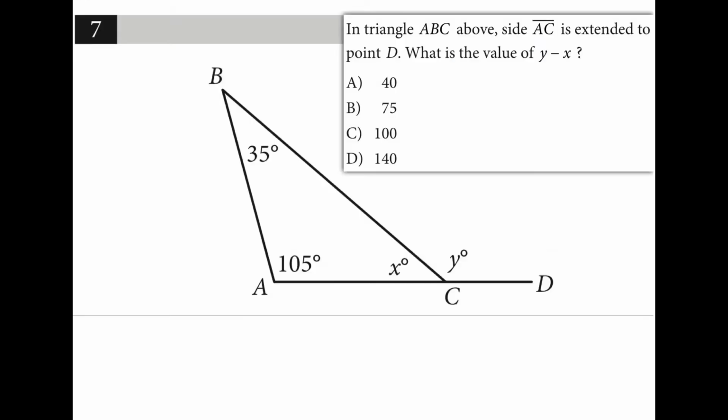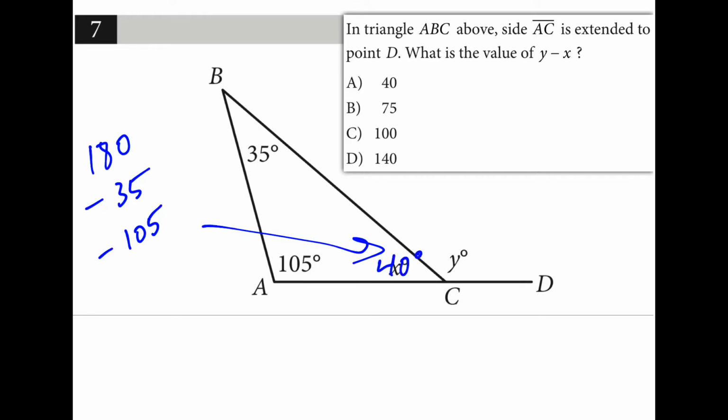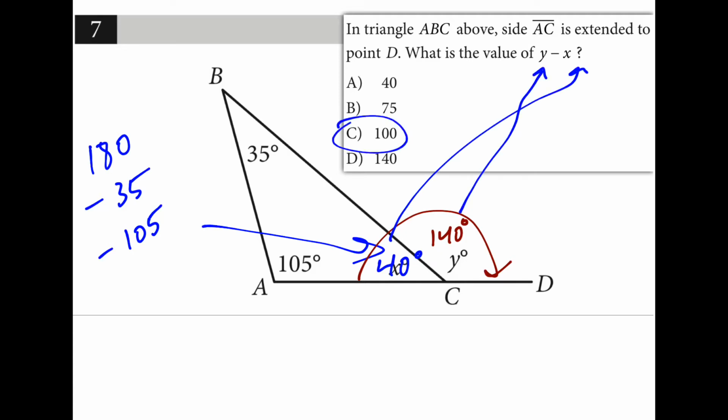For number 7, first we can figure out x by knowing that all the interior angles of a triangle add up to 180. So if I subtract 105 and I subtract 35, x here is going to be 40 degrees. Since x and y here form a linear pair, y is going to be 140 degrees, since it's 180 minus 40. If I plug these in, 140 for y and 40 for x, and subtract the two, I get C, 100.